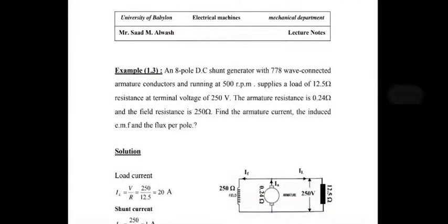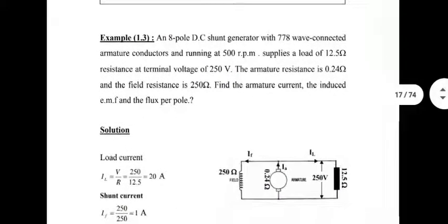One more example, 8-pole DC shunt generator. It has got 778 conductors wave connected. That means the number of parallel paths is only 2. It is running at 500 RPM. It supplies a load resistance of 12.5 ohm at a terminal voltage of 250 volts. So load current can be calculated from there. The armature resistance is given as 0.24 ohm and the field resistance is 250 ohm. Find the armature current, the induced EMF, and the flux per pole.